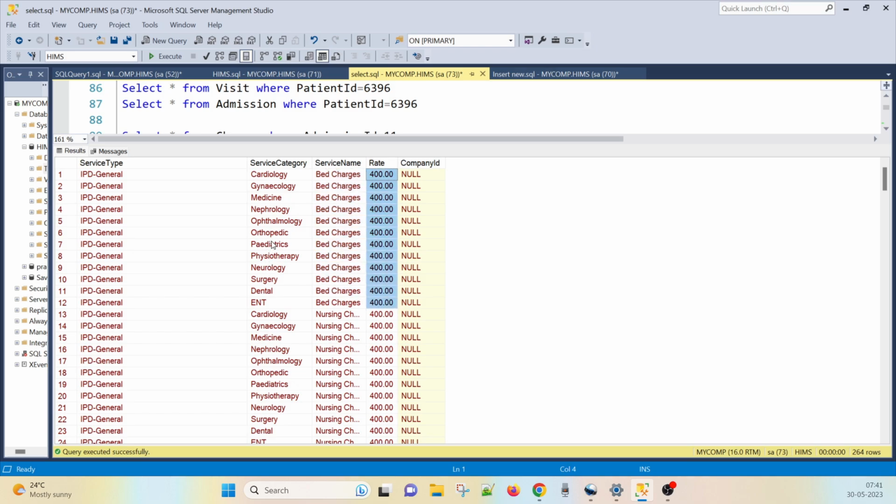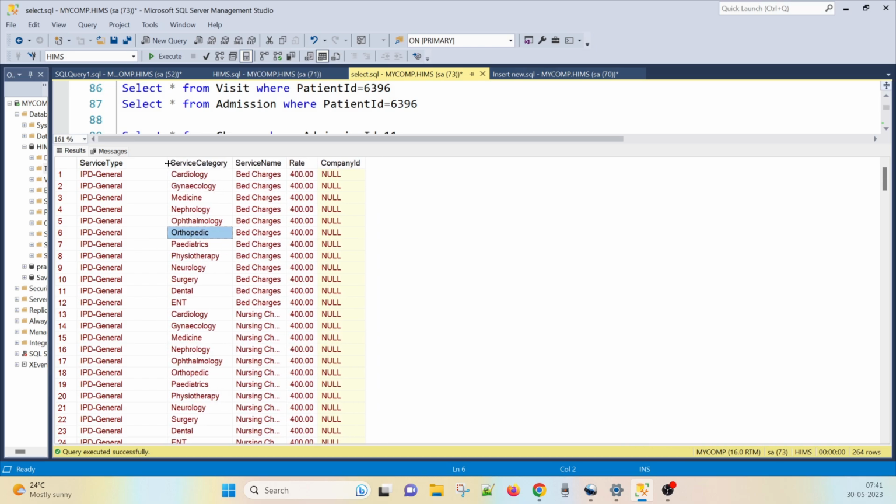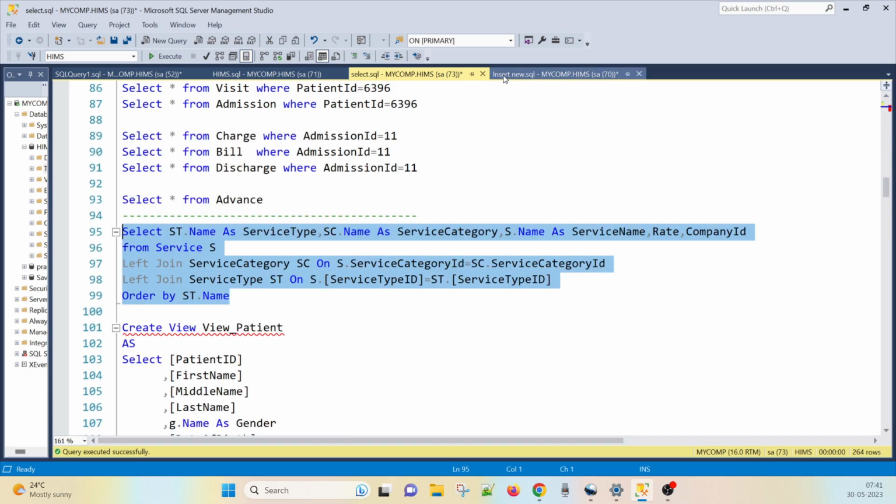IPD general has the different departments, and bed charges. Suppose one patient is admitted into the orthopedic department, and whatever that particular bed, ward or room is, under the orthopedic doctor, the specialization of the doctor is orthopedic, and they are added in the IPD general. So how much is the rate? We are getting that with the help of this service table.